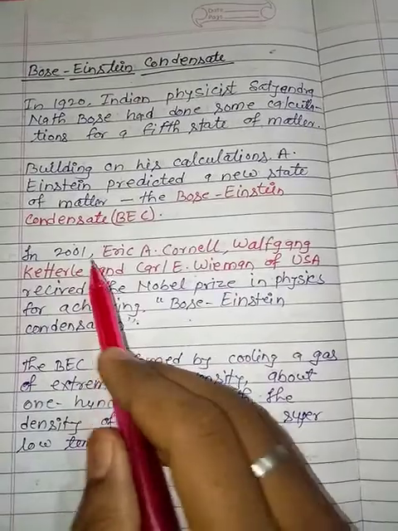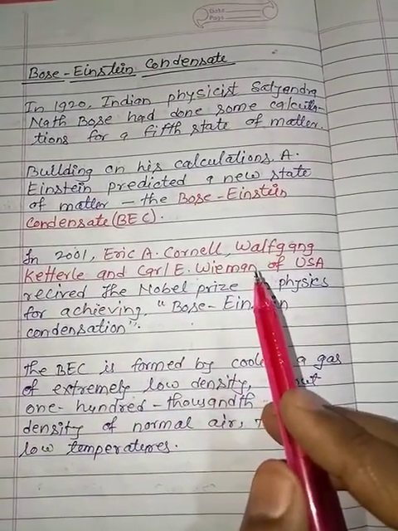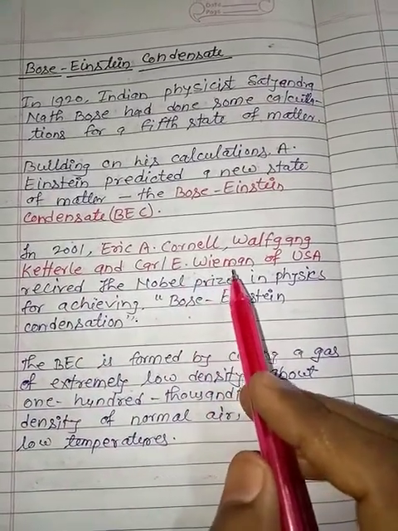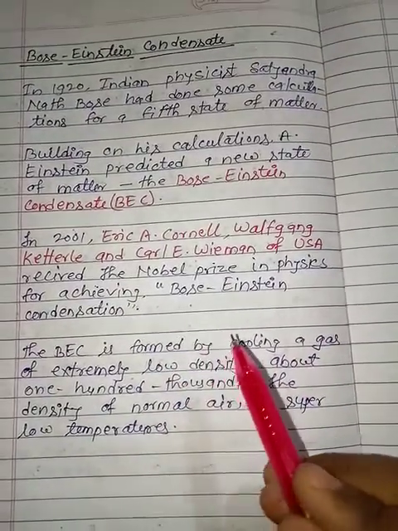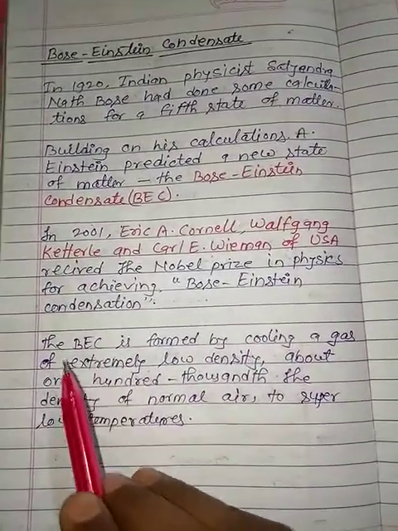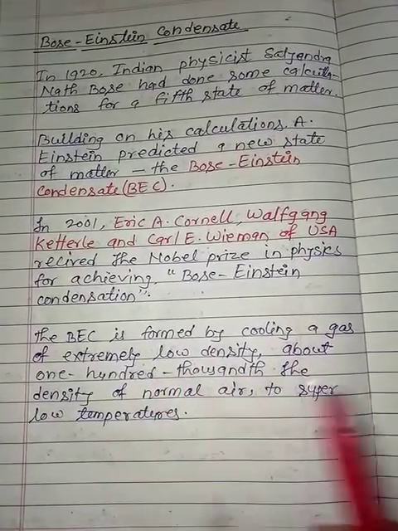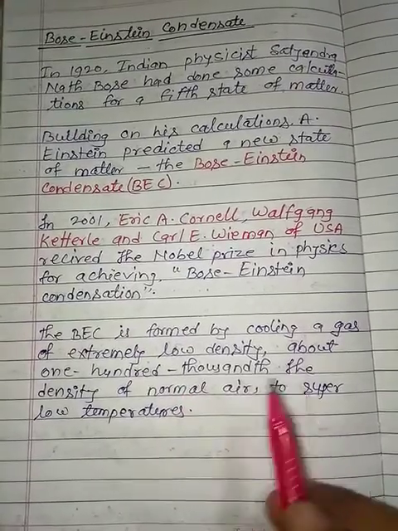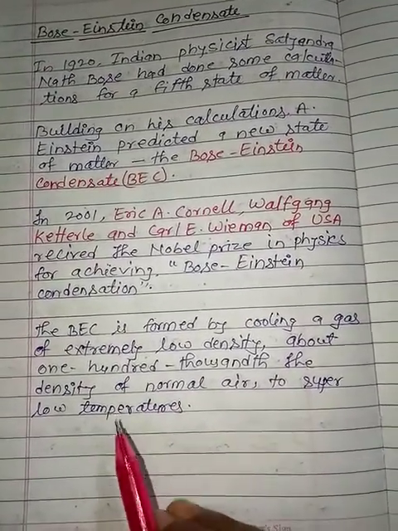In 2001, Eric A. Cornell, Wolfgang Ketterle, and Carl E. Wieman received the Nobel Prize in Physics for achieving Bose-Einstein condensation. BEC is formed by cooling a gas of extremely low density, about one hundred-thousandth the density of normal air, to super low temperatures.